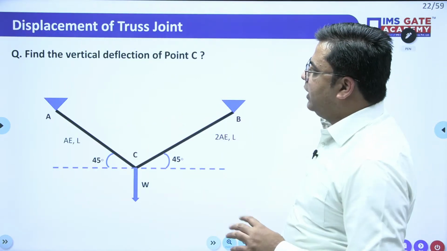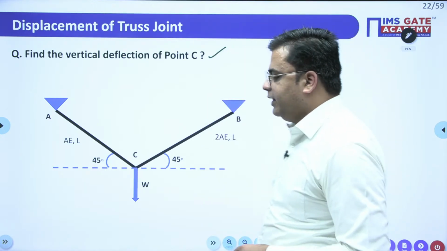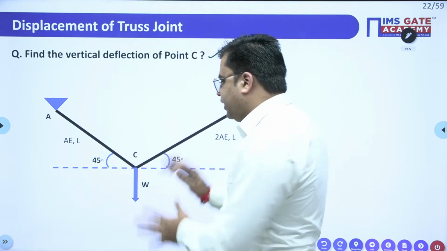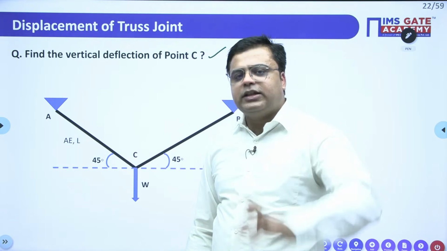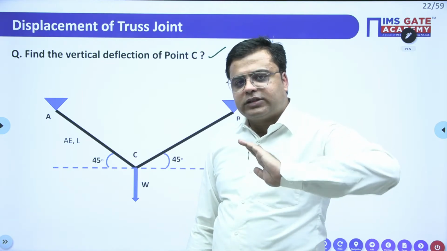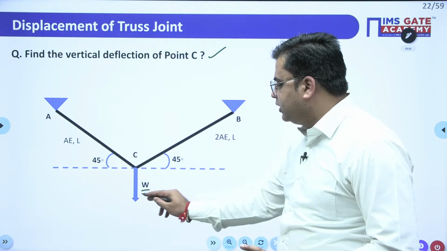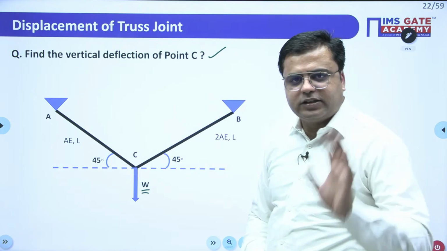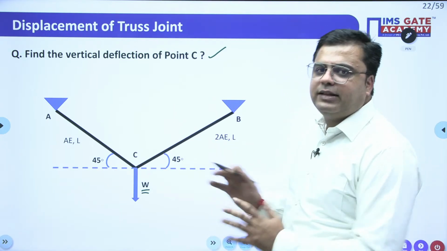Same question is there. Find the vertical deflection at point C. Just now we have calculated the total strain energy for this member, correct? Now using that strain energy, we have to simply partially differentiate that strain energy with respect to this load W to get the deflection of this point C. Is this clear? This is just to show you how we apply Castigliano's theorem.